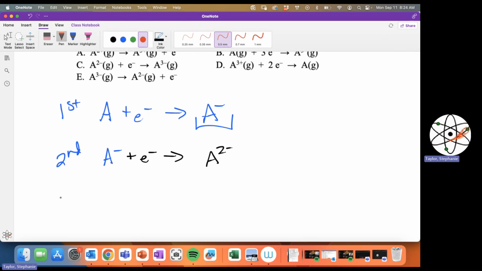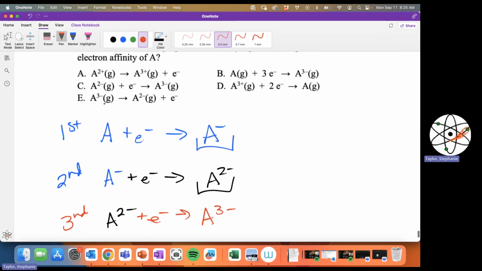And then my third one is still going to start off with this one, and we're going to add an electron to get a 3. They were actually nice to you on this one, and all of these are in the gas state, because these should all be in the gas state. So for the third electron affinity, I'm looking for something that starts with -2 and ends with -3, and that is this one. I can get rid of all the positive ones because that's ionization energy. I just need my electron affinity, where I'm adding electrons onto these one by one.